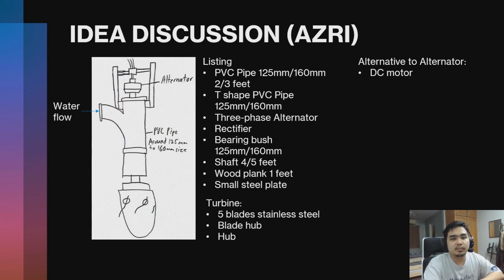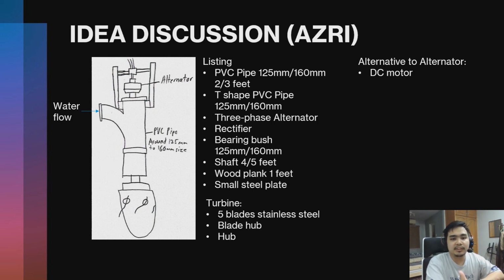And for the turbine, if we are to design it ourselves, we might need stainless steel at a 1mm thickness. Currently that's the idea, and we might need to make 5 blades, as in one of the references showing how the Kaplan turbine works, or how most normal turbines work, 5 is the optimum number of blades so that the turbine can fully perform.